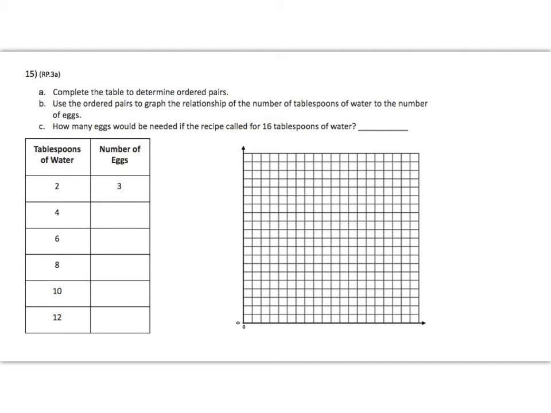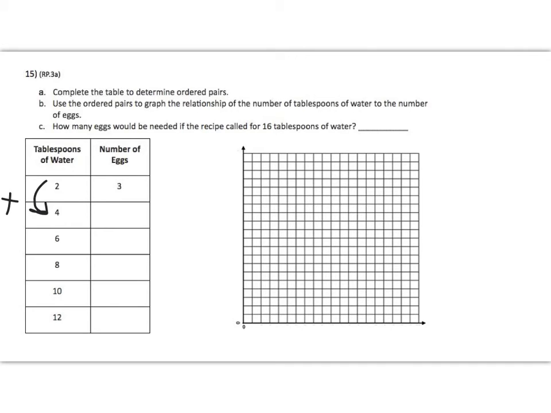Okay, this problem is something that we honestly probably haven't done, although we need to figure out the relationship between numbers in the graph. So the first thing we need to do is figure out our table to determine our ordered pairs. So what we need to do is figure out what is the relationship between this number and this number. How do I get from 2 to 4? In this case, I multiply 2 by 2.